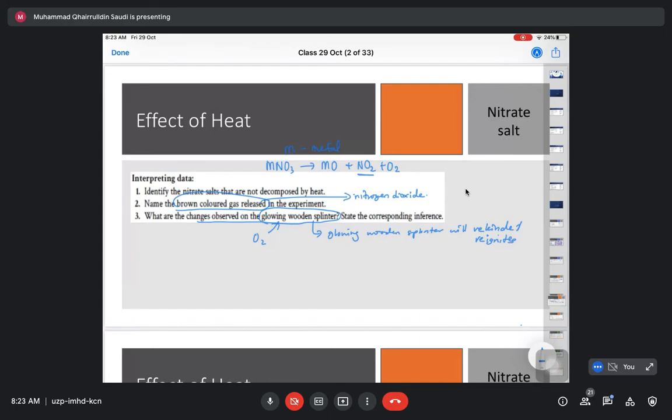Okay, apa inference kita? That shows that gas apa produce? Oxygen gas is released. Ini je yang dia tanya, yang kita dah belajar tadi. Okay, so awak kena tahu kita nak test untuk gas apa. Bila kita dah tahu kita nak test untuk gas apa, baru kita tahu method dia, baru kita tahu observation dia, baru kita tahu conclusion dia. Okay, itu yang saya ajar awal tadi.